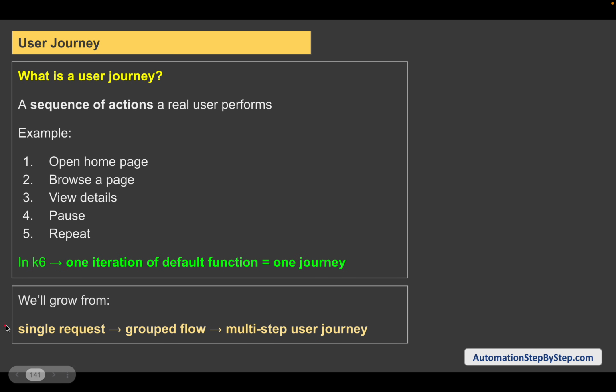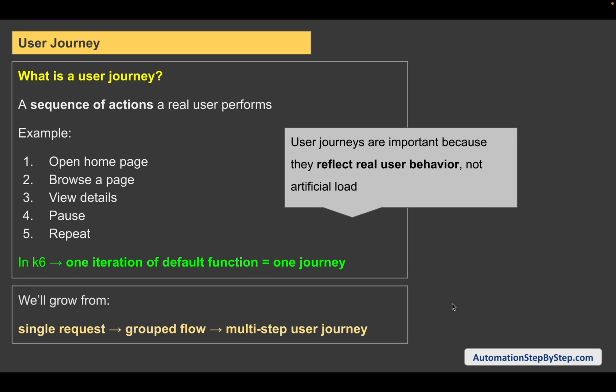So until now we have a single request. We will add grouped flows, and after adding grouped flows, we will go to multiple user journeys. Okay, and this is very important. If you want to become a real performance tester, you should know and understand how you can add real user behavior in your K6 script.